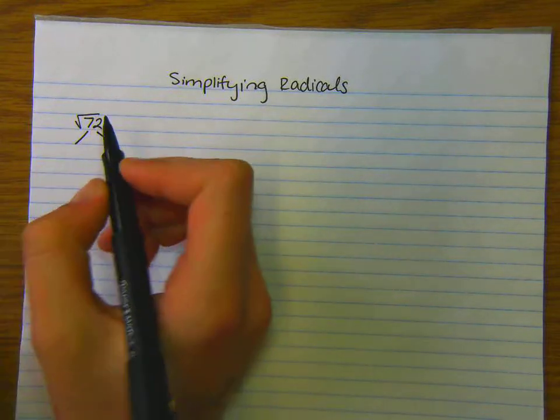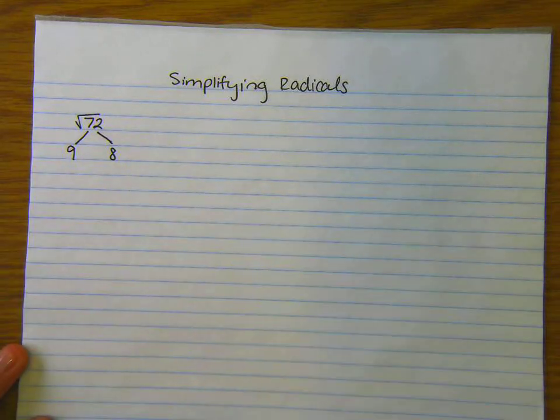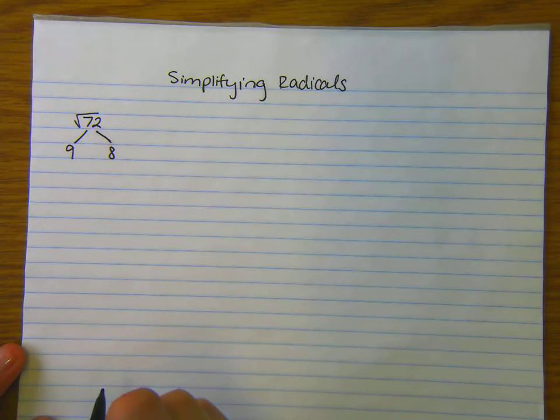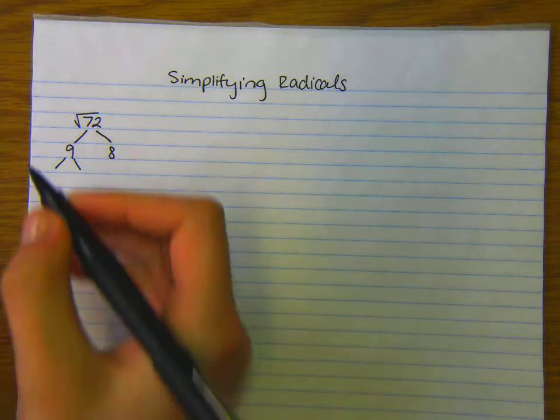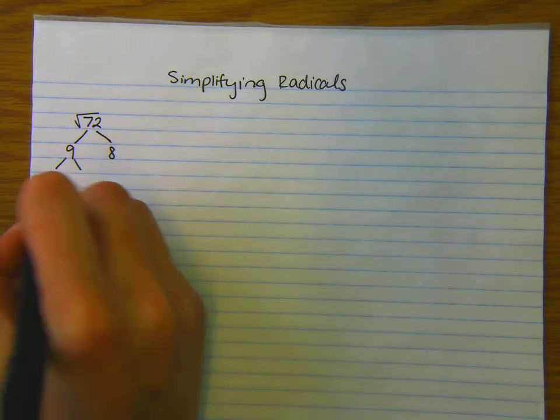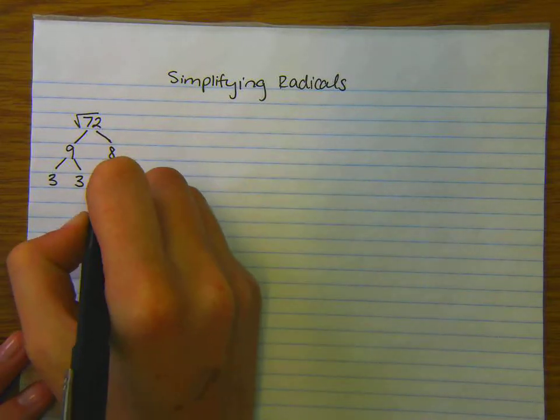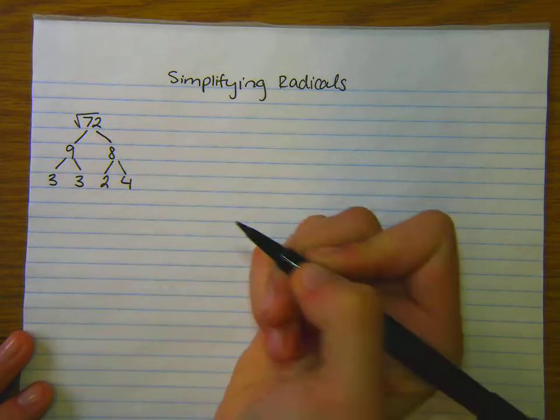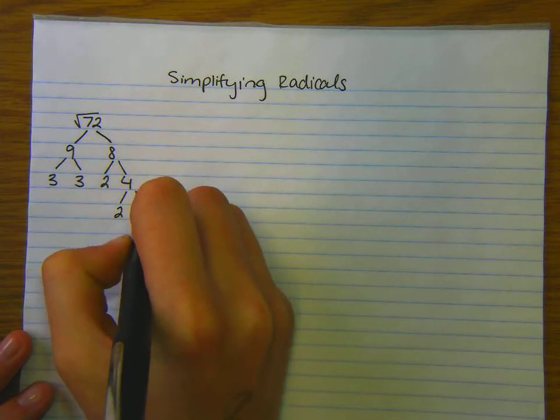And we want to say, okay, well 72, I know I can say 9 times 8 is 72. So these are factors of 72. 9, I can break that down even further, so here are more branches of the tree into 3 times 3. And we know that 8, we can break that up into 2 times 4. And then lastly, 4 breaks up into 2 times 2.